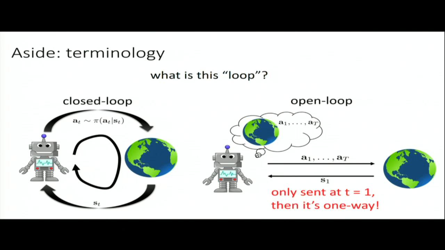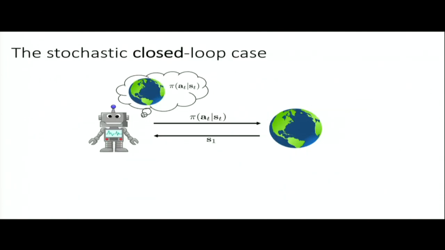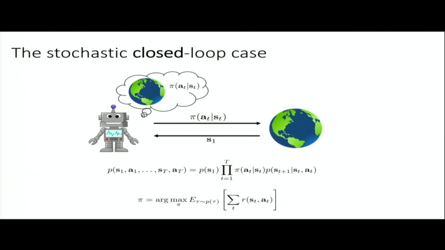So in the open loop case, it's sort of a one-way relationship, really, because even though we get to see the first state, we don't get to really pay attention to anything after that. So in the stochastic closed loop case, this is the more familiar setup that we saw before. We do have a policy, and we maximize the expected reward with respect to that policy.